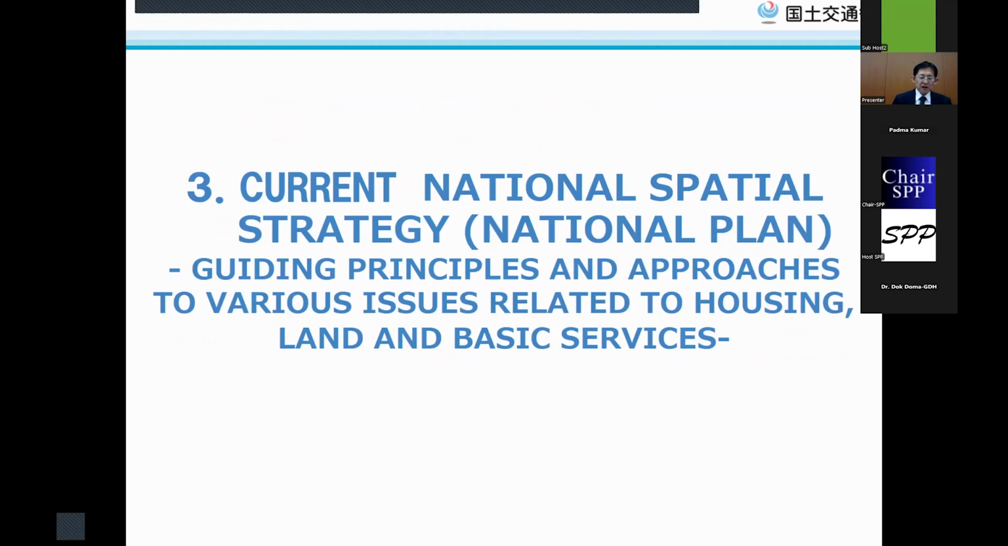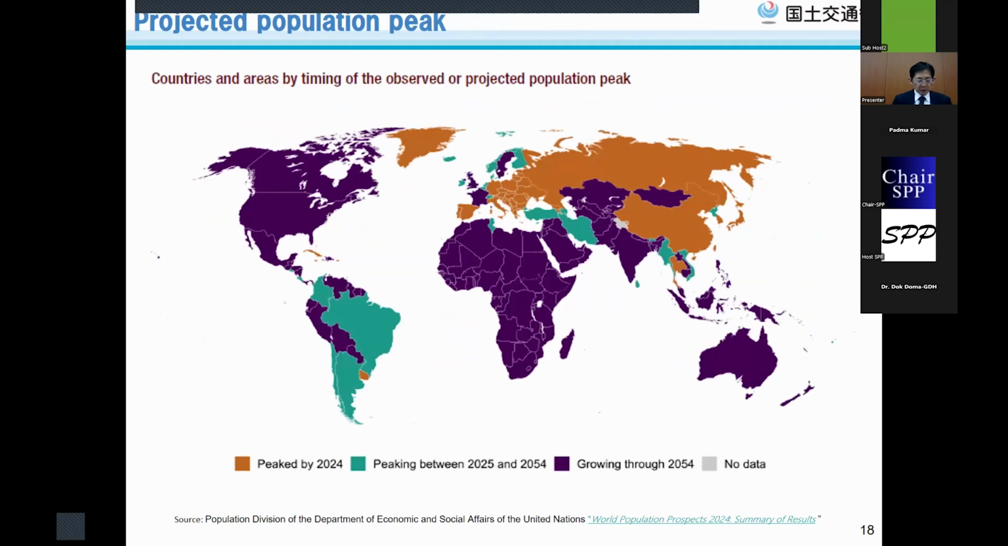And so let us look at the current national spatial strategy. Going one more page. Last July, the UN released its report on world population prospects. And in that report, it says that the world's population will peak in 2080, and that one-fourth of all countries will be living where population has already peaked. And so we need to respond to the depopulation of the world.